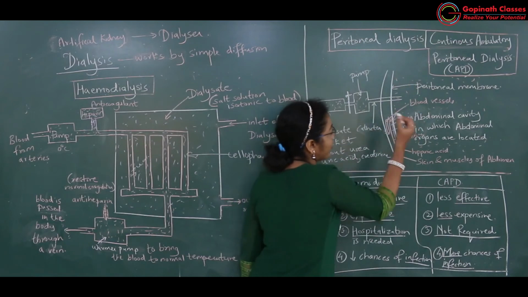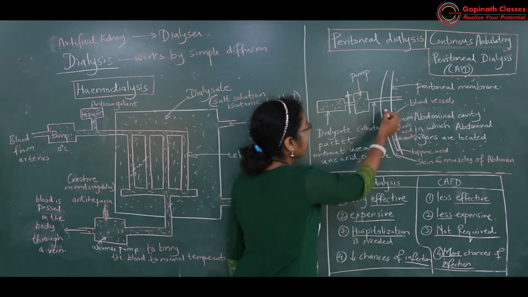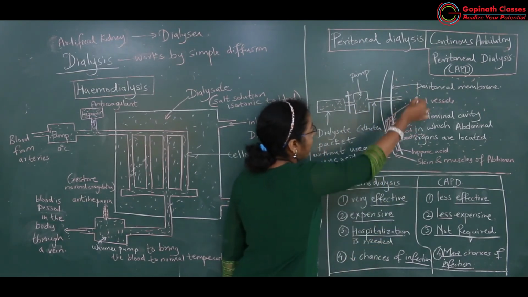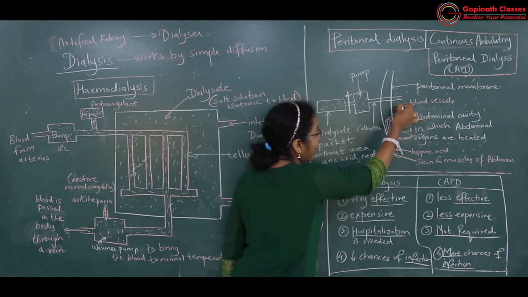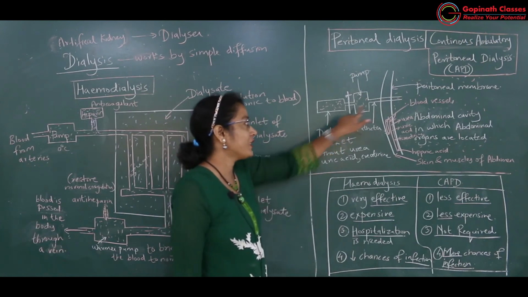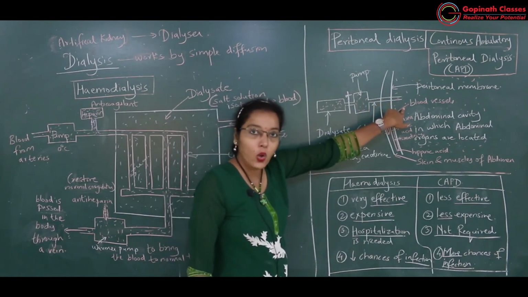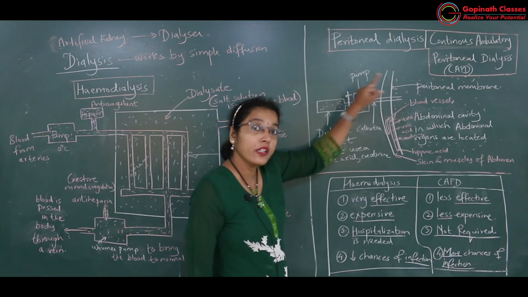serous membrane भी बोल सकते हैं उसको. And in this peritoneal cavity, the abdominal cavity, dialysate will be added. How will dialysate be added? Through a catheter.